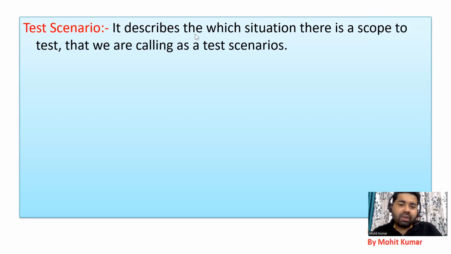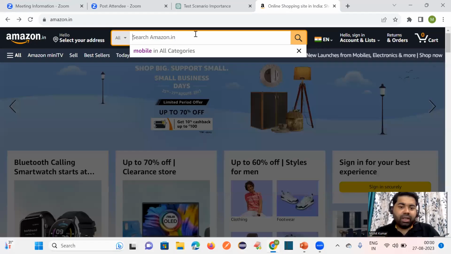We can say it describes a situation where there is a scope to test, and that we call a test scenario. Okay, so I can give you an example. We have some pages, right? If you go to any application, every application has a layer of pages. If you go to one page, then we can check the features of the application. So we have to cover every feature, and that is called your test coverage.